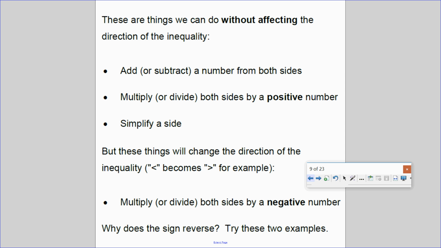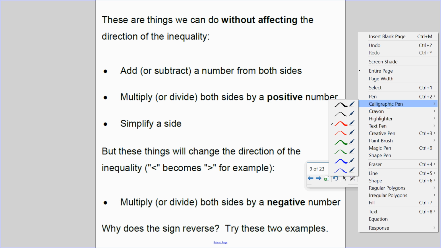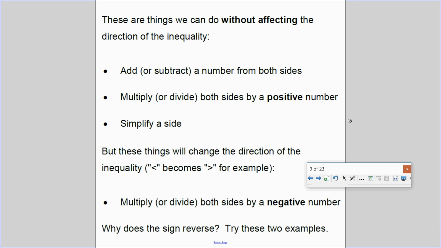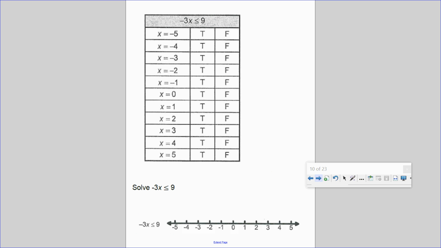There are things we can do without affecting the inequality. You add or subtract or multiply and divide by a positive number and simplify, nothing happens. But when you multiply, highlight this, it is really important you understand this. When you multiply or divide both sides by a negative number, the sign does reverse. It does. So we're going to practice with two examples to see if this is really true.